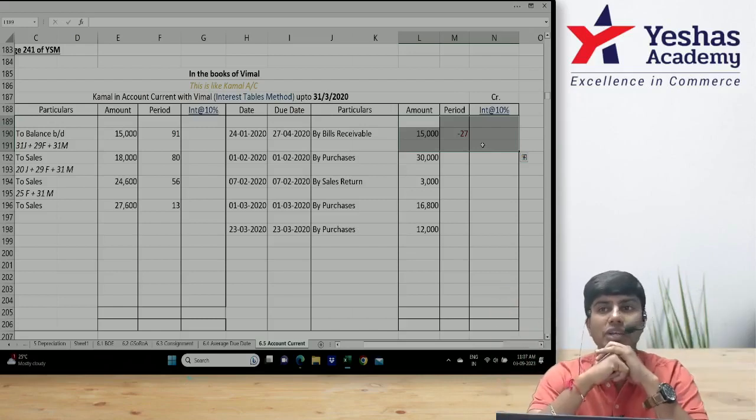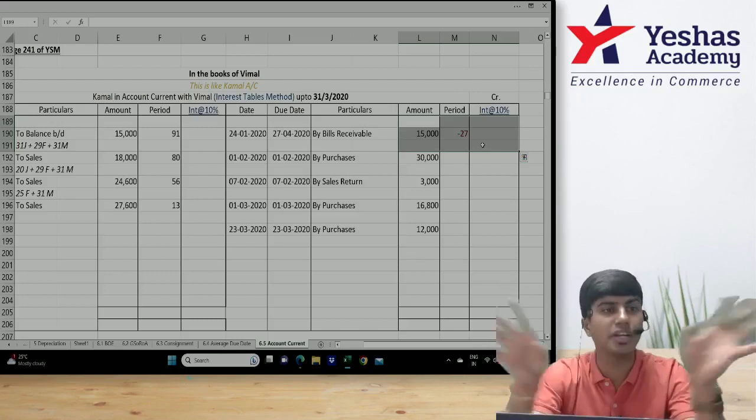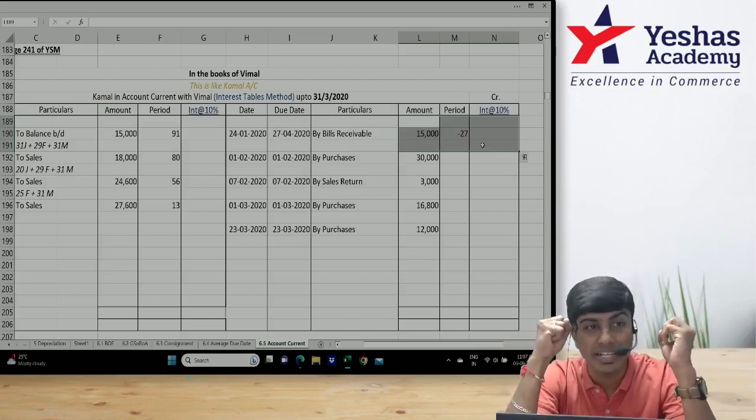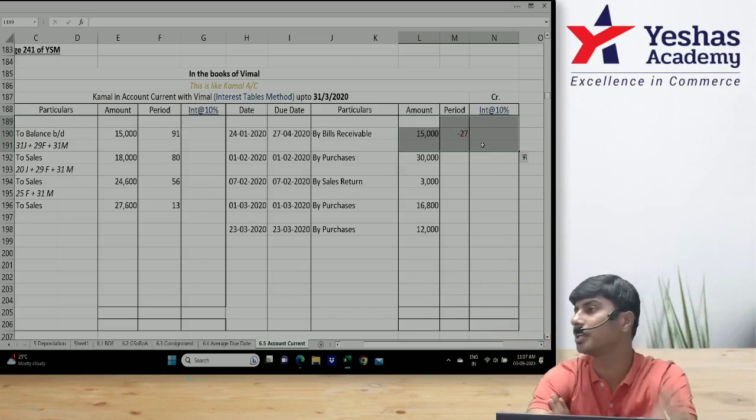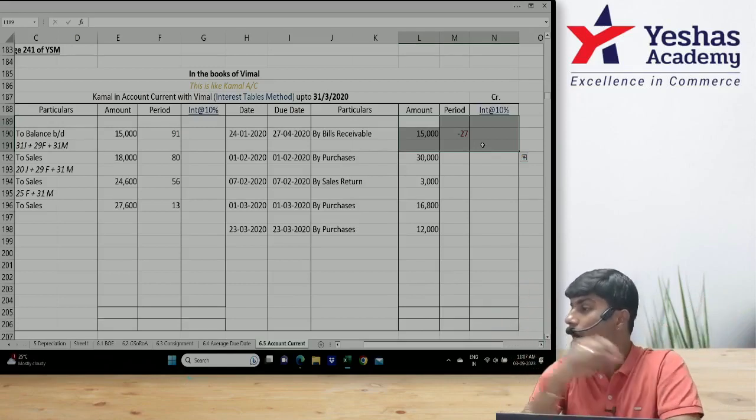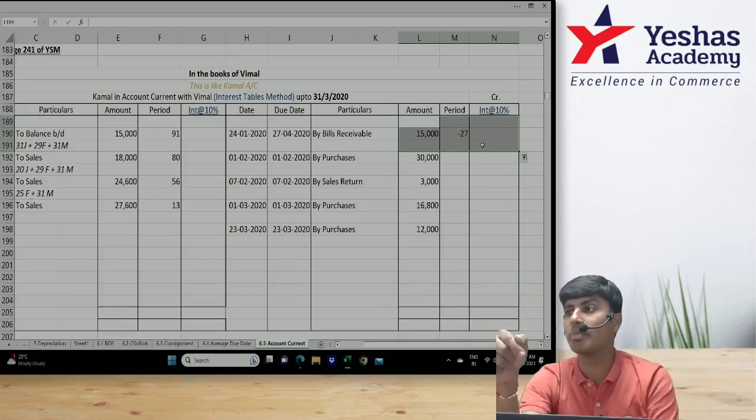So it doesn't belong to the current accounting period. You don't have to compute interest in the current year. Interest can be zero for this because the due date is not within the date of account current. Am I right? However, this becomes part of the closing balance for the current year.